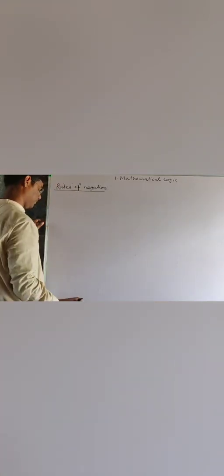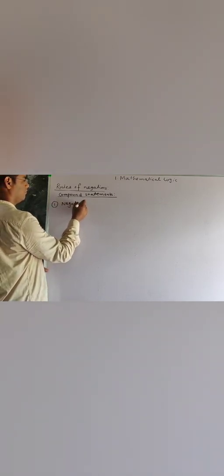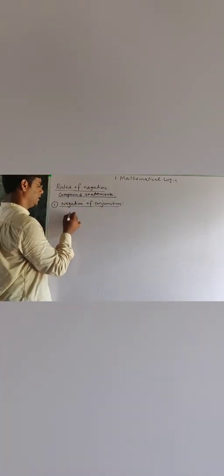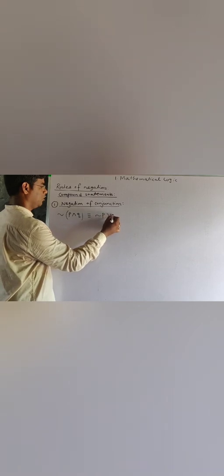Now let us write the rules for compound statements. Suppose we have compound statements. First rule is the negation of conjunction. Conjunction means and. Suppose we have the statement P and Q, and we have to write the negation of this compound statement P and Q. Then simply we will write negation of P or negation of Q.